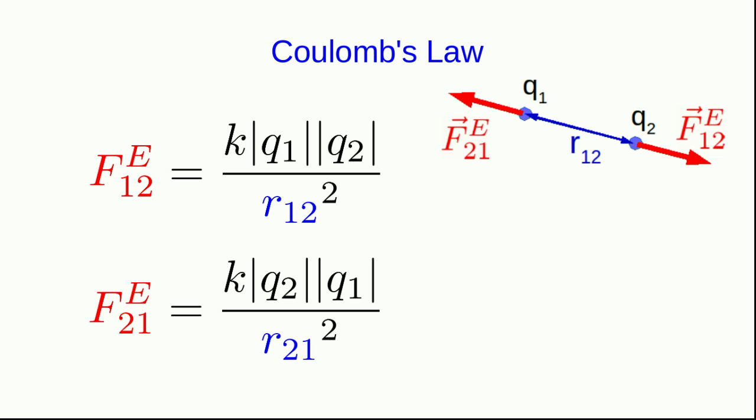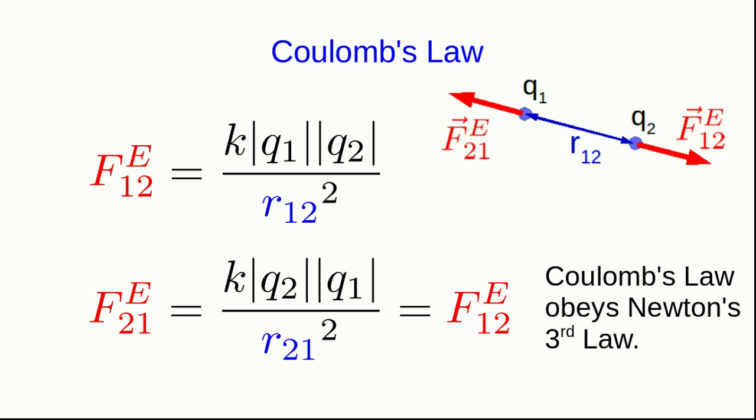And reversing the order of q1 and q2 in the numerator won't change the answer. And so clearly this is saying that the force that 2 exerts on 1 is equal in magnitude to the force that 1 exerts on 2. Phew! Good thing we came up with that, because Newton's third law insists that that must be true.